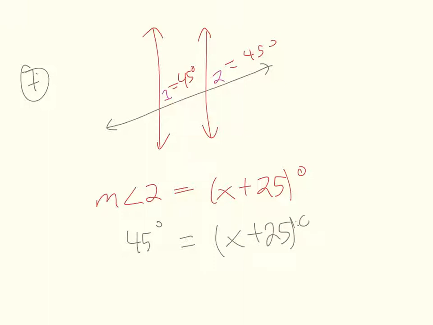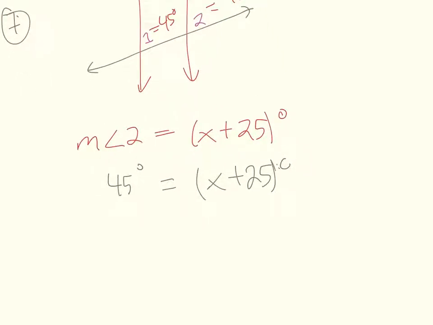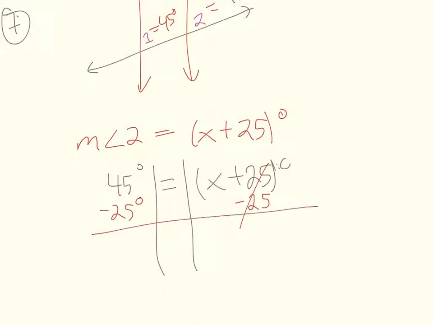Going back to our algebra skills, what's bothering my x? How do I get my x alone? We can do our mirror thing and then just do opposite operations. Subtract 25 on this side, subtract 25 on that side, and x comes down all by himself. He's happy, and 45 minus 25 is just 20 degrees. So this would be your answer, x equals 20 degrees.